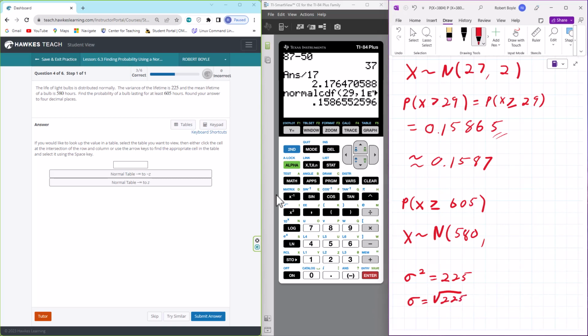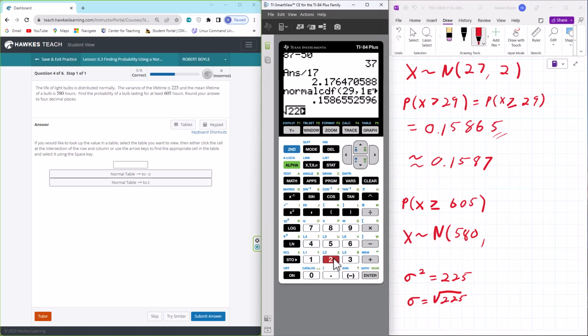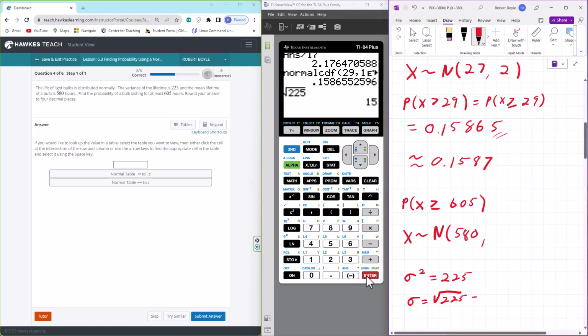We can use our calculator to figure that out. Second, square root, 225. 15. So our standard deviation happens to be 15. So this is a normally distributed random variable with a mean of 580 and a variance of 15. Standard deviation of 15, my apologies. So with that information, we can go ahead and use our table because we used our calculator last time, didn't we? Yeah, so we're going to go ahead and use tables.